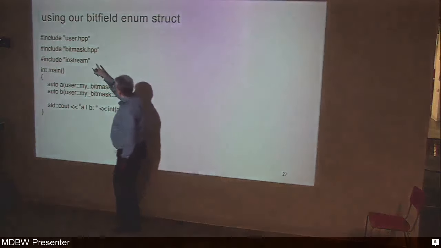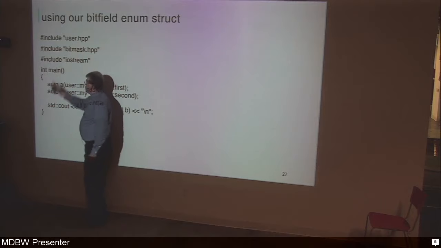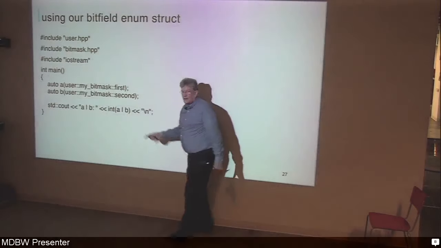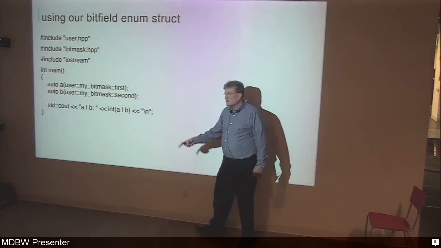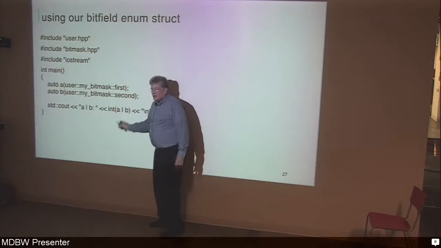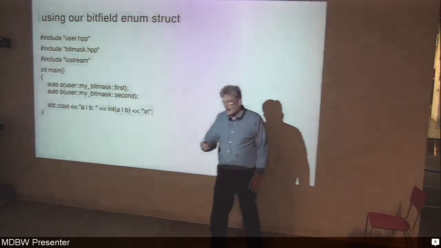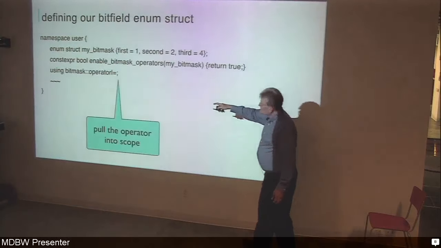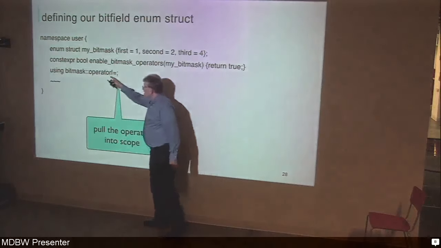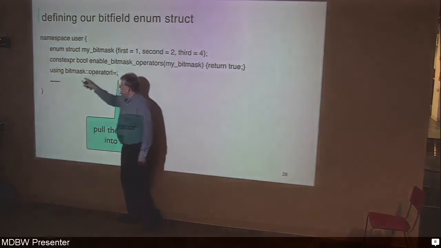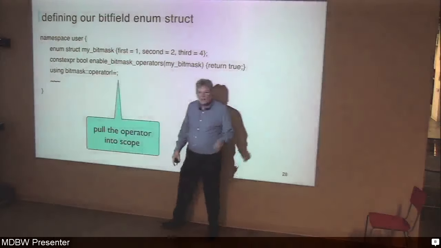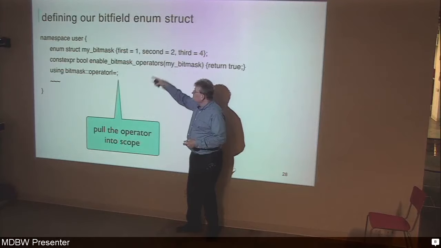So it's going to look up here, not in bitmask, but in user, because my bitmask is defined in user. It's going to look in that namespace and see, is there something in there that will let me do this bitwise OR? And will it find it? No, it wouldn't find it, but we're going to put it in there. So now we're going to put this in here. It's going to pull this operator in, just saying using. We don't have to say what it does. We just say using bitmask operator or equal, and what that does is it pulls this into this namespace. Yes?